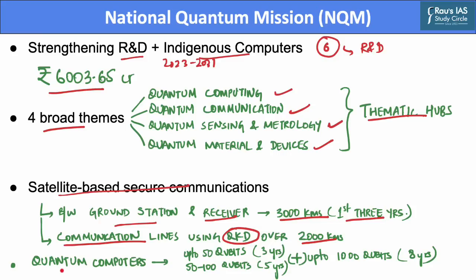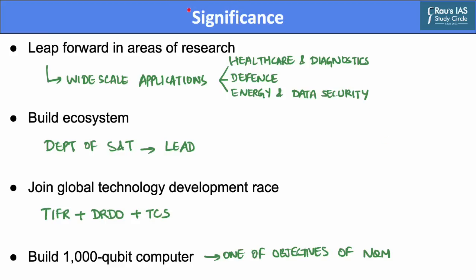The mission will also focus on developing quantum computers with physical qubit capacities ranging from 50 to 1000 qubits. Computers having up to 50 qubits of processing power will be developed in the first 3 years, whereas a 50 to 100 qubit computer will be developed in 5 years, and computers with up to 1000 qubits capacity will be developed in 8 years. Now, what is the significance of such a mission?